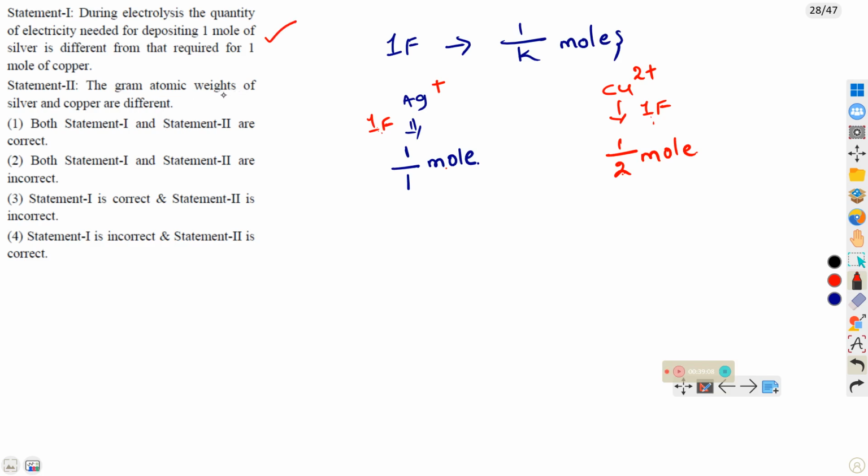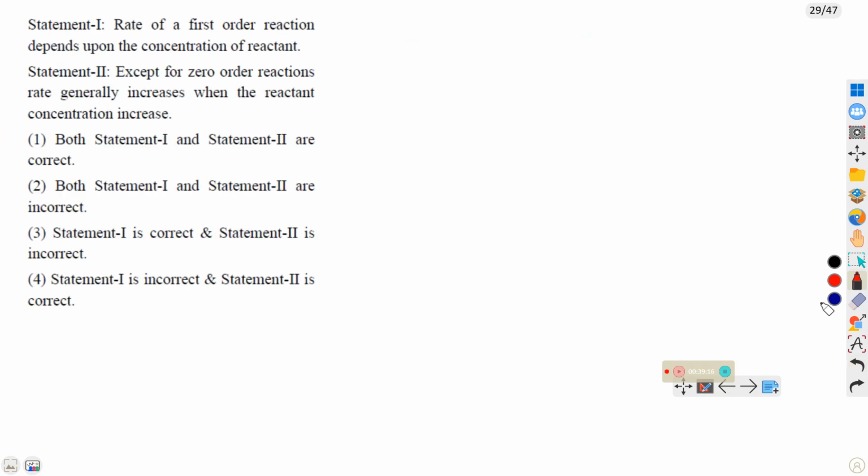The gram atomic weight of silver and copper are different. Yes, this is also correct. Both statements are correct. Rate of first order reaction depends upon the concentration of reactants. Correct. The rate of first order reaction is directly proportional to R power 1. Depends on concentration of reactants. Except for zero order reactions, rate generally increases when the reactant concentration increases. This is also correct. Both the statements are correct.